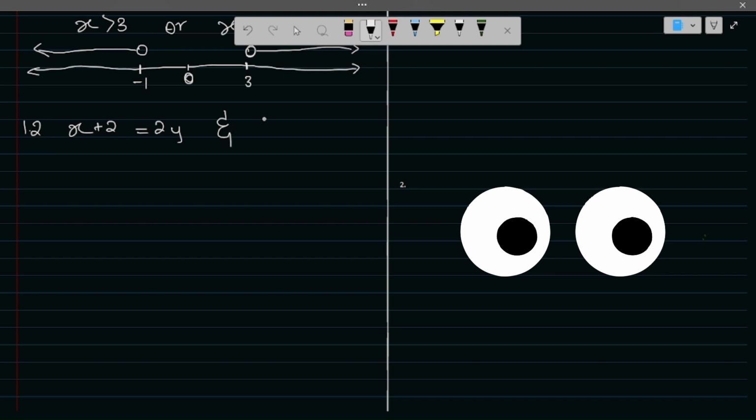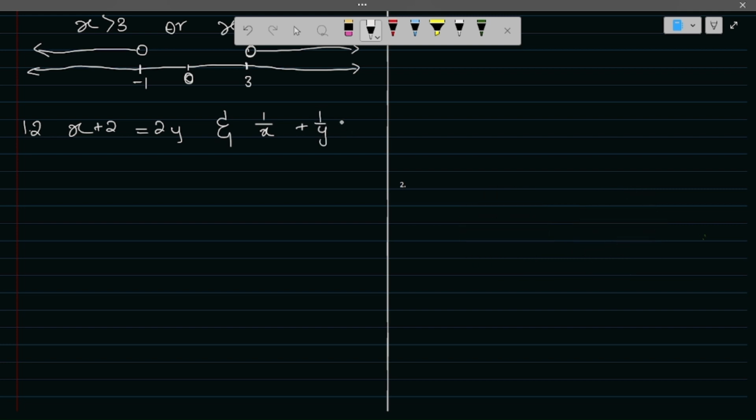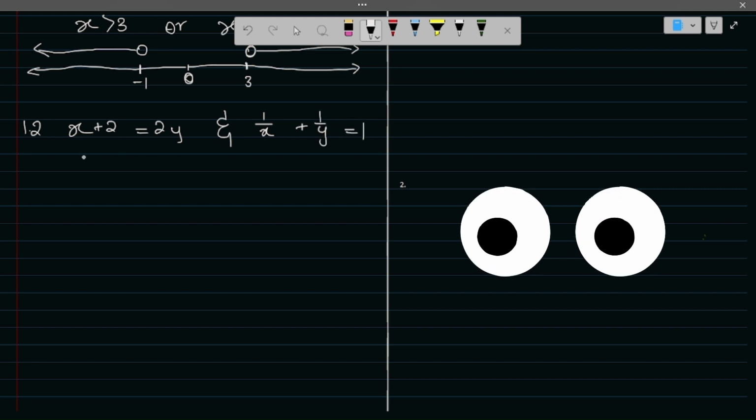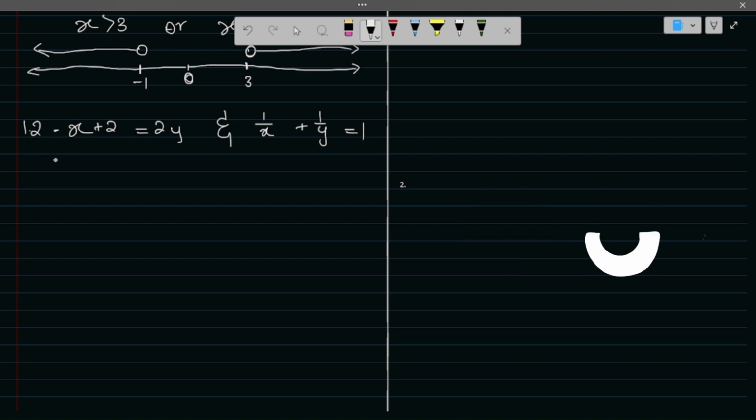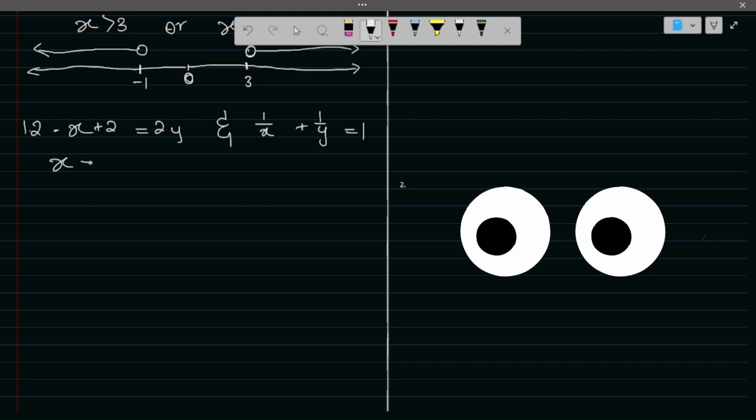And 1 over x plus 1 over y is equal to 1, right? So now what you need to do is to solve for this. I'm going to use the substitution method to solve this, guys. So let's take the first equation. It's going to be x equals 2y minus 2.